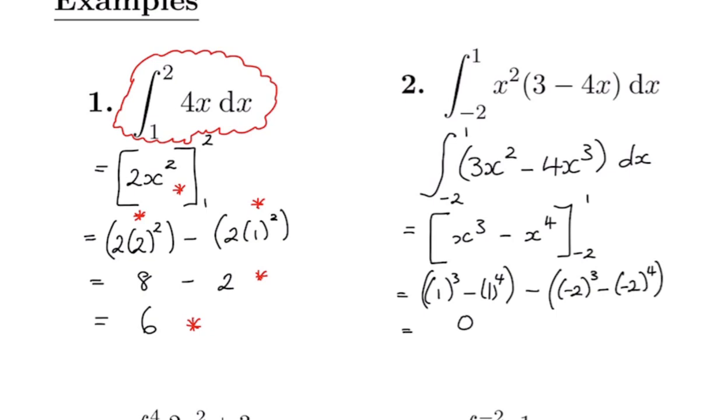The first bracket gives you 0. The second bracket is going to give you -24, and therefore the answer to that one is 24. So it's very important. Again, you can pop that in your calculator to check the answer.